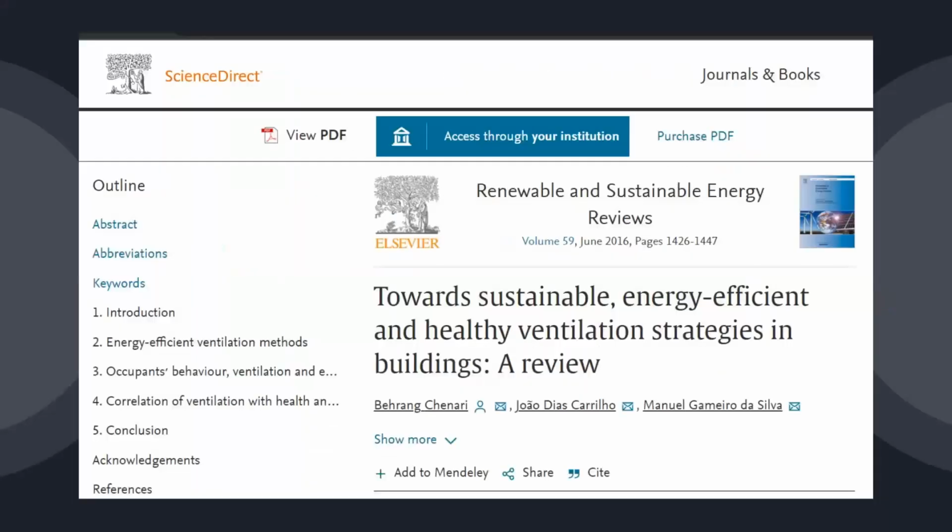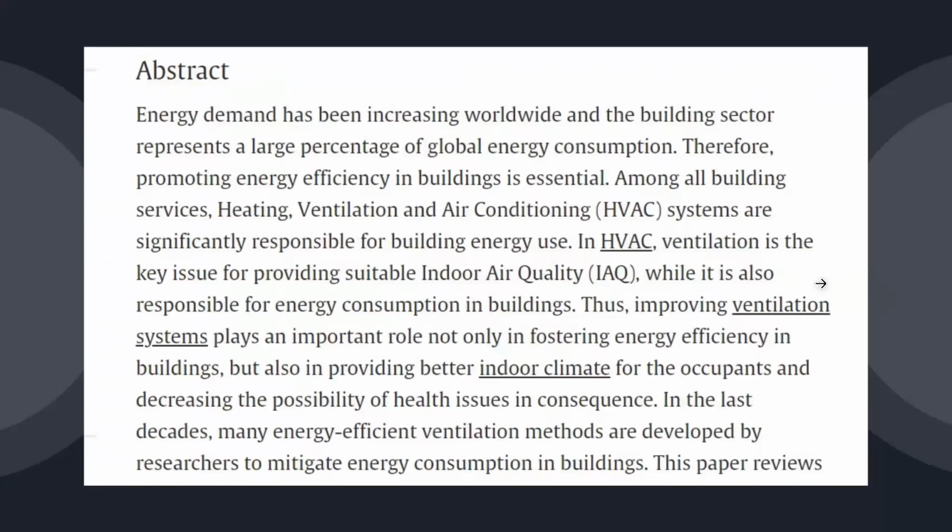Towards sustainable, energy efficient and healthy ventilation strategies in buildings: a review. Energy demand has been increasing worldwide, and the building sector represents a large percentage of global energy consumption. Therefore, promoting high energy efficiency in buildings is essential. Among all building services, heating, ventilation, and air conditioning systems are significantly responsible for building energy use.